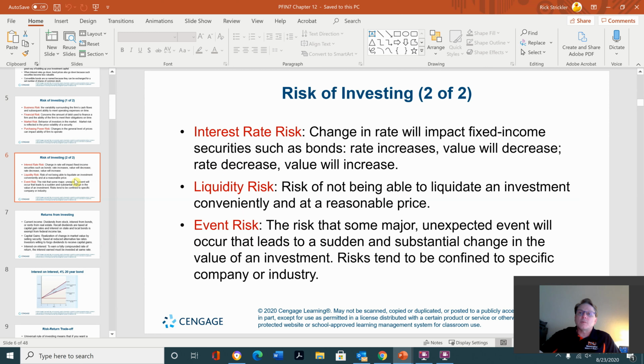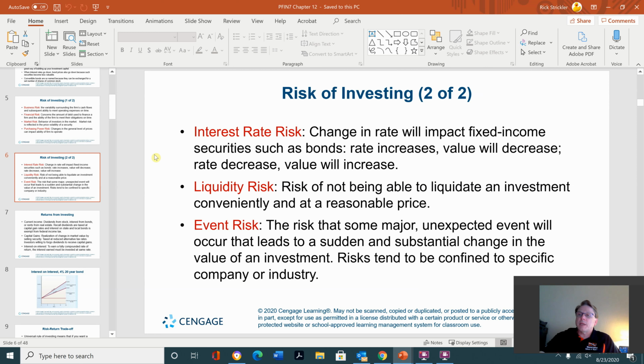Okay. So interest rate risk: changes in the rate will impact fixed income securities such as bonds. Rates increase, value will decrease. Rates decrease, value will increase. So, if you're trying to live on your savings because you're retired and your interest rates are less than inflation, you're not doing a very good job keeping the same lifestyle that you had before, because you're losing money every year because you're not getting the return just to stay even with inflation, let alone ahead of it to actually live off of the interest that you're getting.